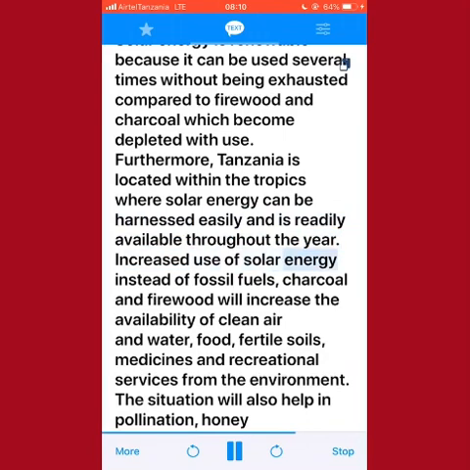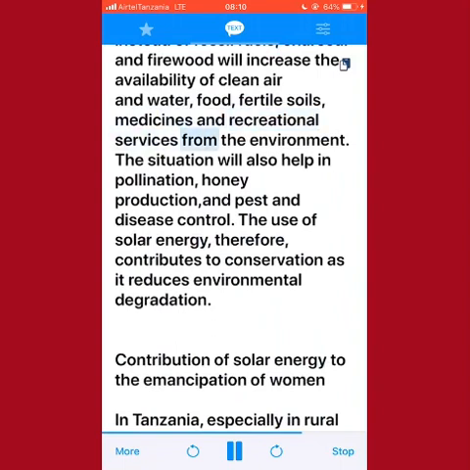Increased use of solar energy instead of fossil fuels, charcoal and firewood will increase the availability of clean air and water, food, fertile soils, medicines and recreational services from the environment. The situation will also help in pollination, honey production, and pest and disease control. The use of solar energy, therefore, contributes to conservation as it reduces environmental degradation.